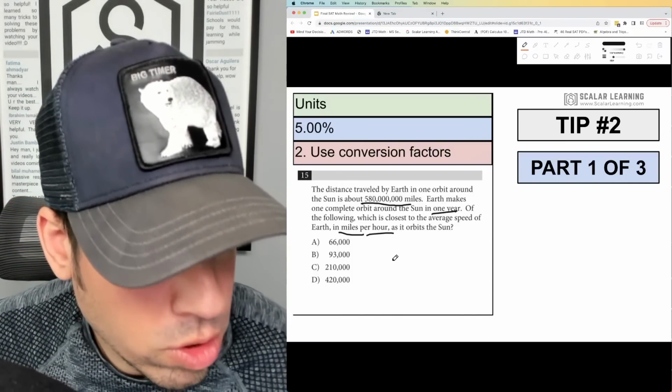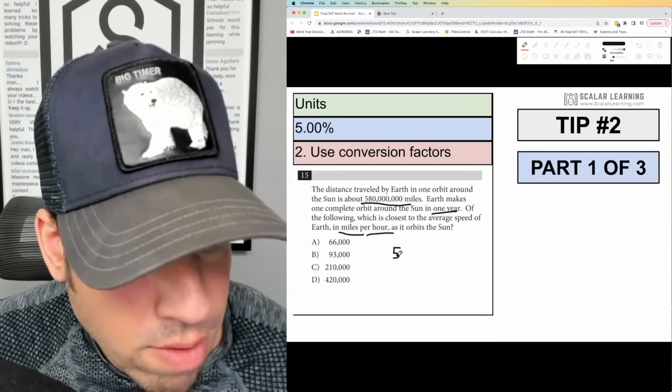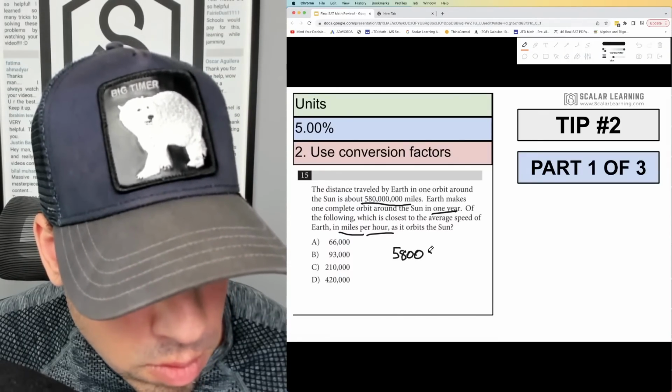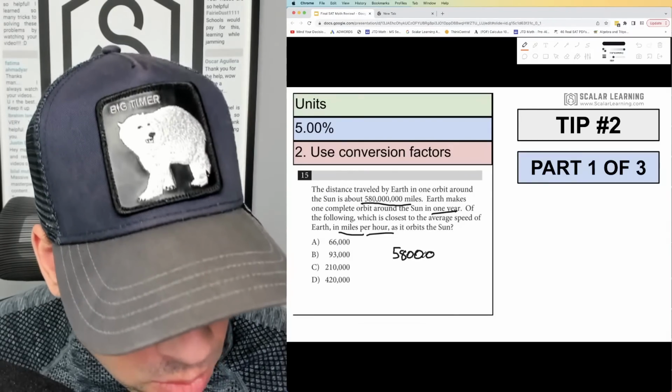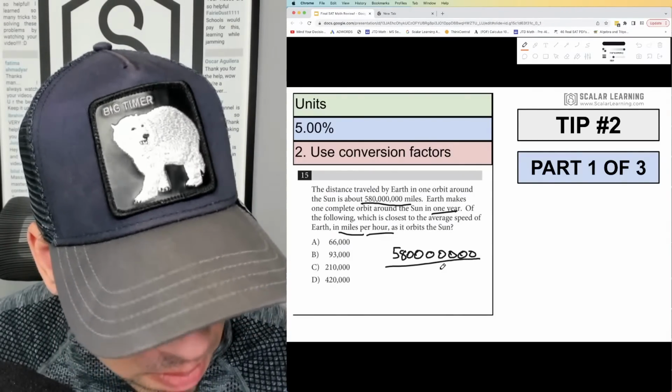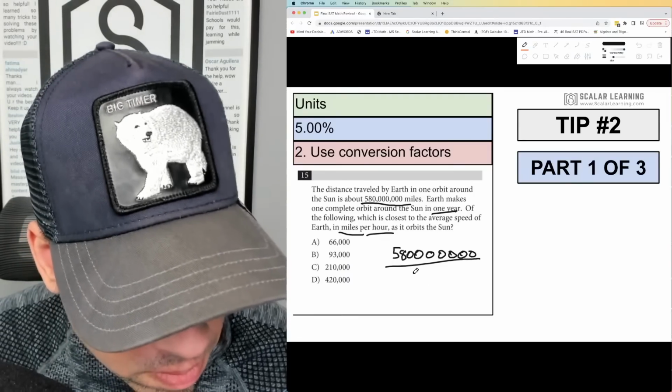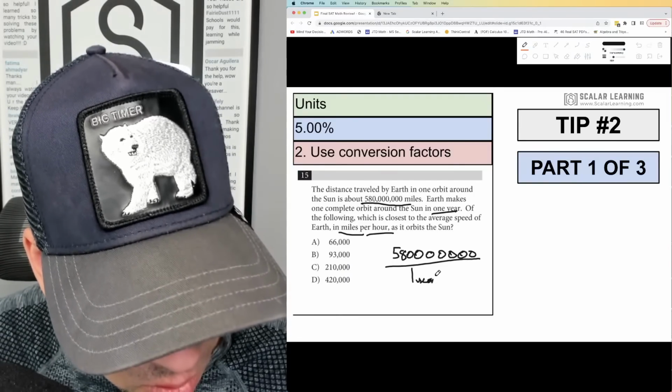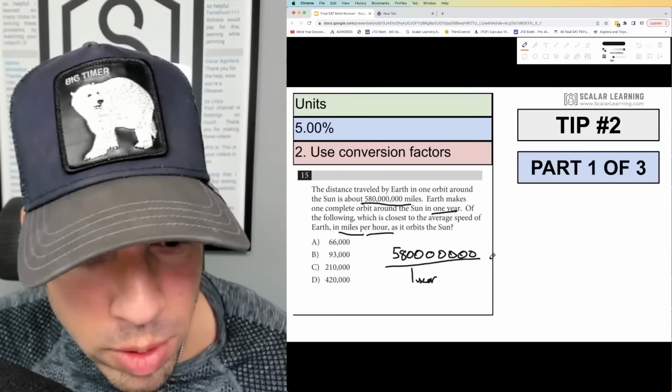So we're saying, hey, we go 580 million miles in 1 year. Okay, so how do we do this conversion? We're going to do it step by step.